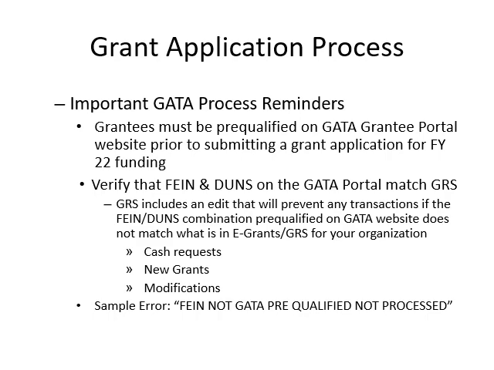This will prevent you from submitting any cash requests or from OCA processing any new grants or any modifications to existing grants. A sample of what an error might look like if this situation occurs is that it will display that your FEIN is not GATA pre-qualified and not processed, meaning that whatever transaction you attempted, which would likely be a cash request, was not processed. So please make sure that all your information on the GATA portal matches GRS to ensure that you don't have this problem.